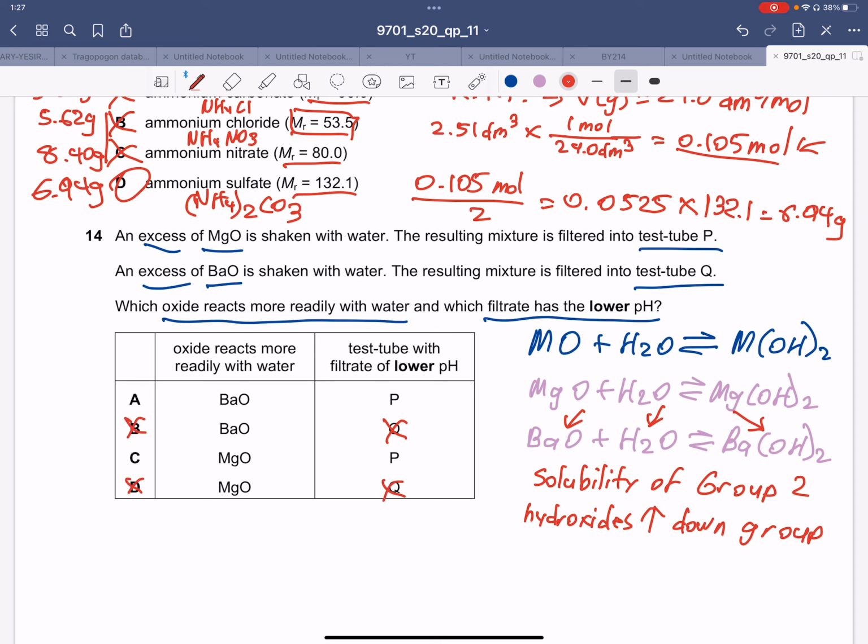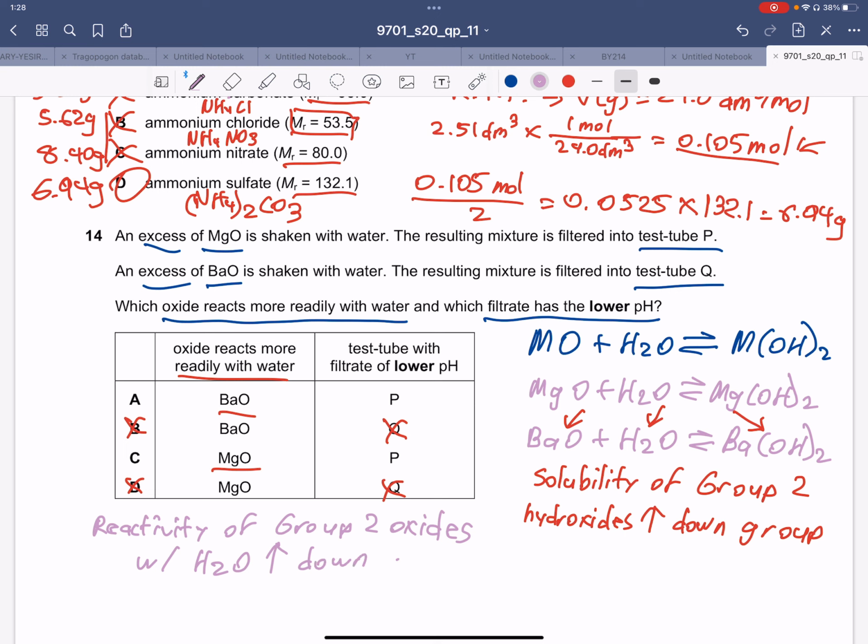Moving on to answer choices A and C, we have to look at which one reacts more readily with water, barium oxide or magnesium oxide. Here, let me use violet for this one. The group 2 oxides: whenever you have the group 2 oxides, their reactivity with water, so with H2O, increases as you go down the group.